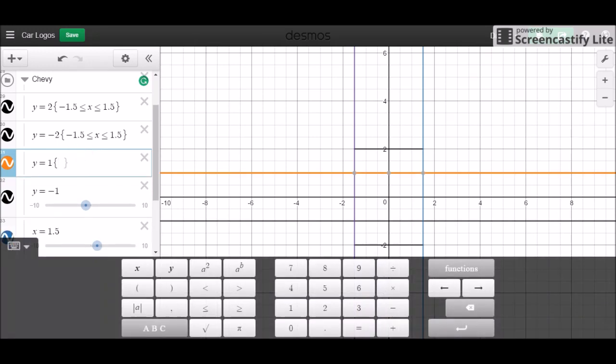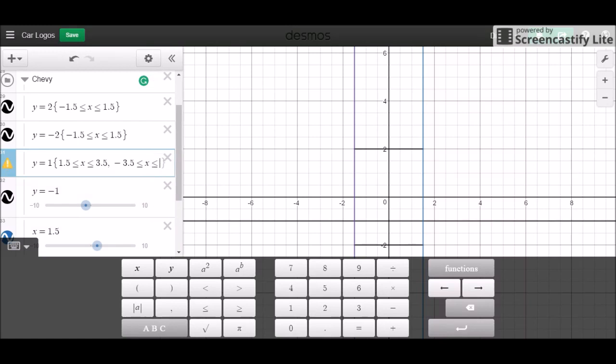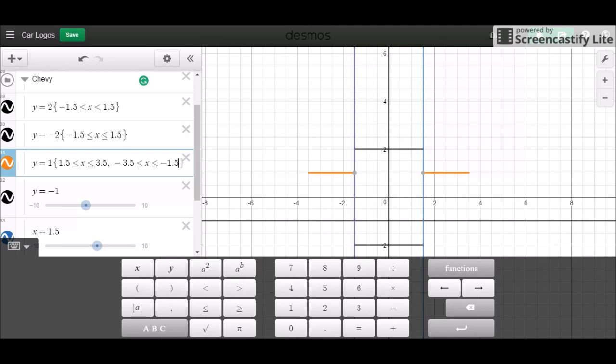So with this one, I'm going to do 1.5 is less than x less than 2.5. That's what it looks like, and this is also -3.5 is less than or equal to x and less than -1.5. Yes, and that's how you can define two boundaries on one line.